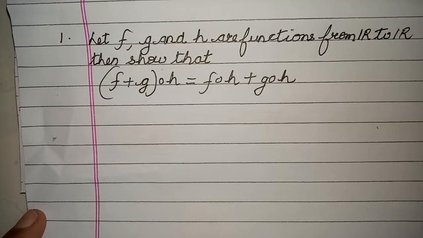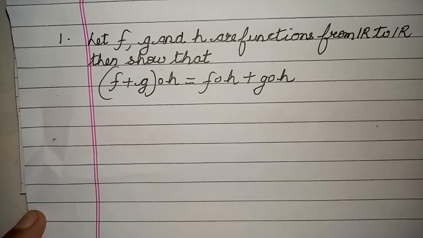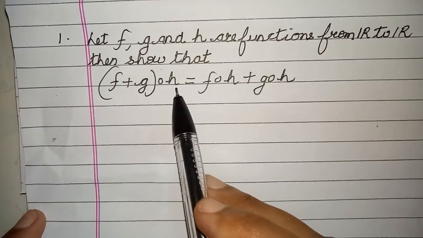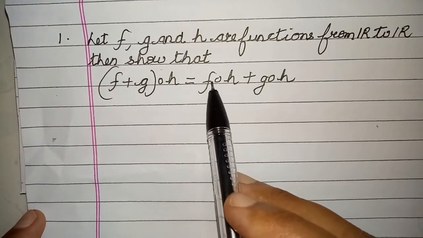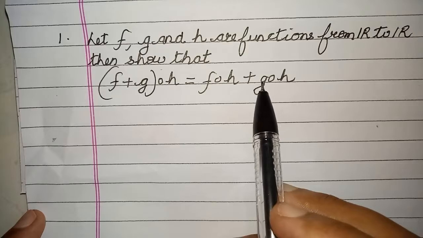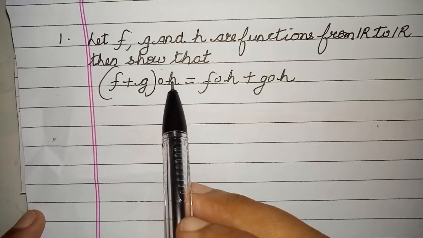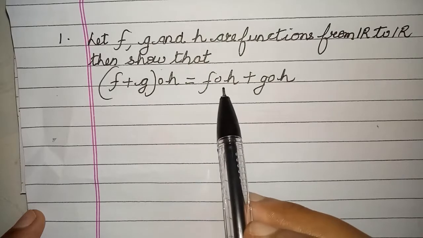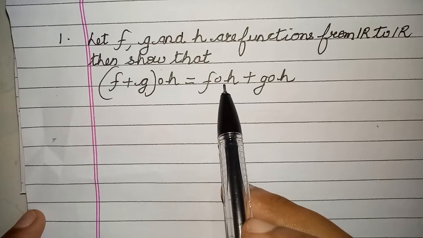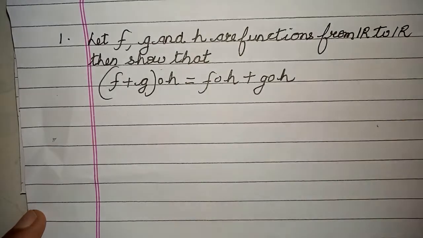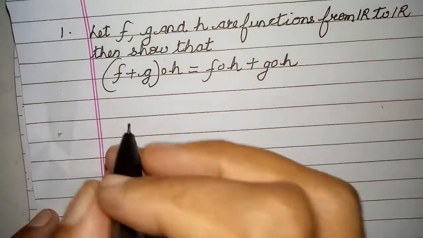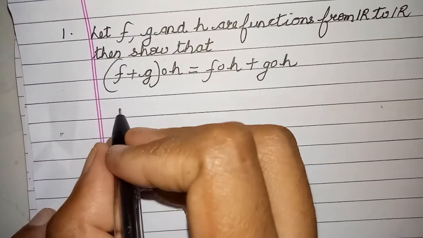Let me read the question for you. Let f, g and h be functions from R to R. Then show that (f plus g) composite h is the same as f composite h plus g composite h. That means adding two functions and then taking the composition is the same as taking the composition of individual functions and then adding it. So here it is simple. We have to apply the definition of composition of functions.